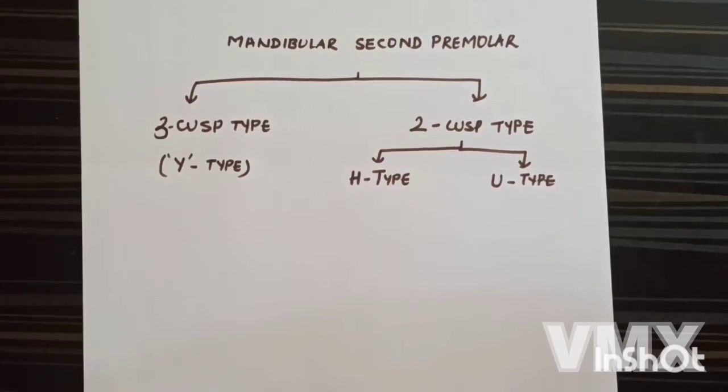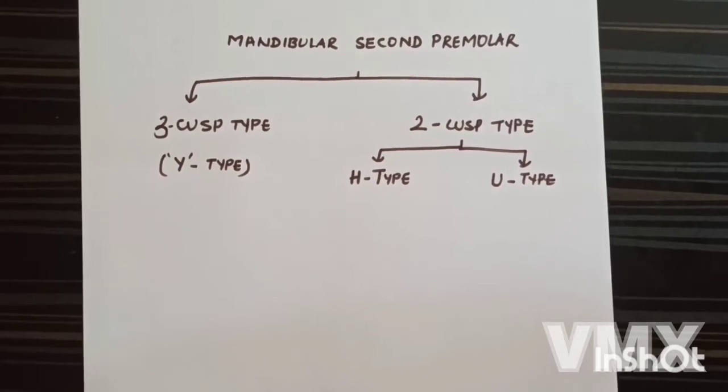Now before we start learning the morphology in detail, we have to mainly learn about the two forms of mandibular second premolar. Basically, this mandibular second premolar can either have three cusps or two cusps. So we have the three cusp type and the two cusp type. Based on how the central groove on the occlusal surface is, the three cusp type is also called the Y type, and the two cusp type can be of two types, the H type and the U type.